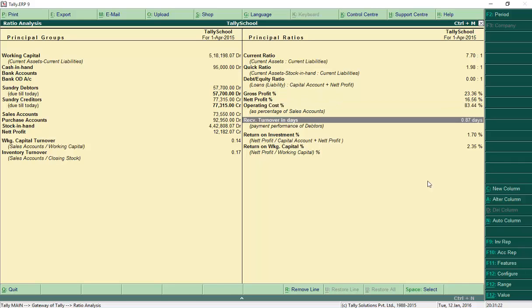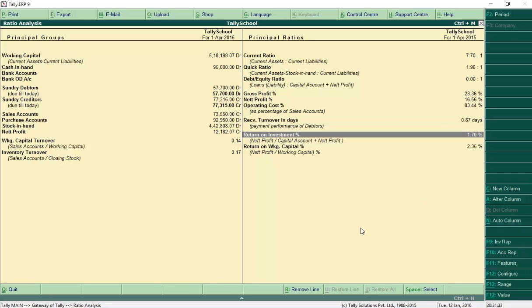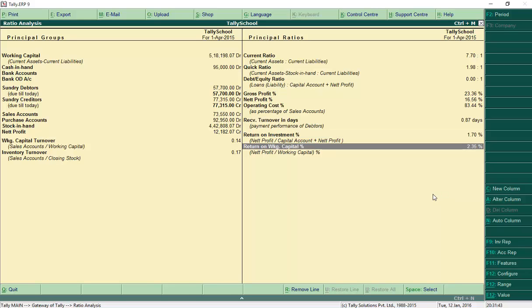Receivable turnover in days, so payment performance of debtors, is 0.87 days. This is pretty good. Return on investment, you may know this, that is net profit upon capital account plus net profit, is 1.7%. This is also good for a month, and return on working capital is 2.35%. This is also very good for a single month. So this was ratio analysis.